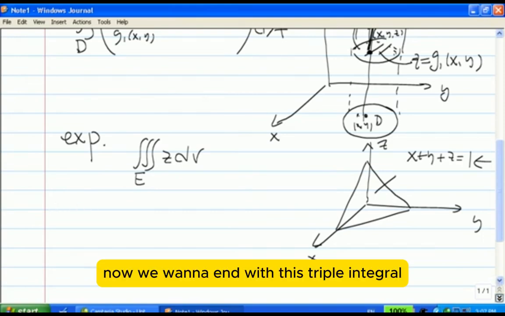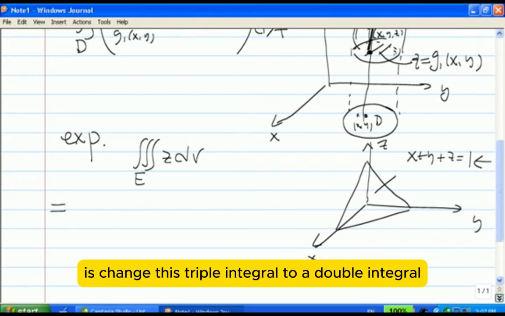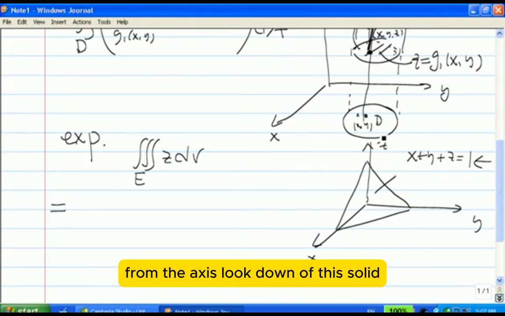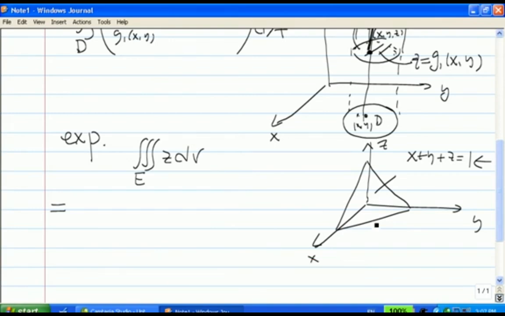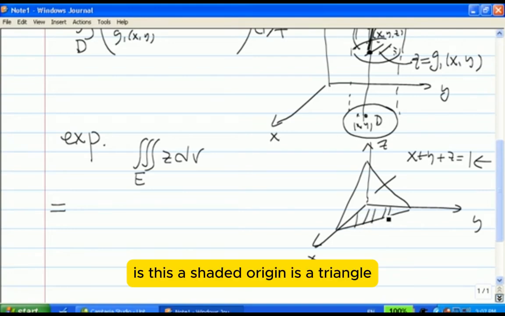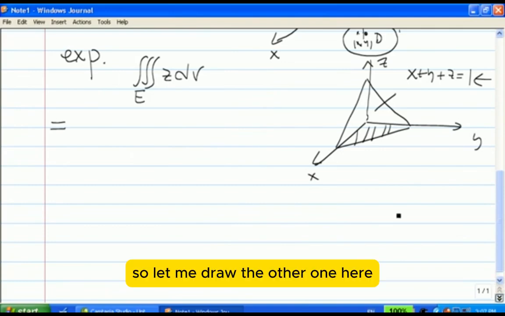Now we want to evaluate this triple integral. As we explained, the first thing we need to do is change this triple integral to a double integral. So how do we do that? From the z-axis, look down at this solid and make a projection on the xy plane. You get your region D. In this case, this shaded region is a triangle. It's not hard to see. So let me draw that one here.